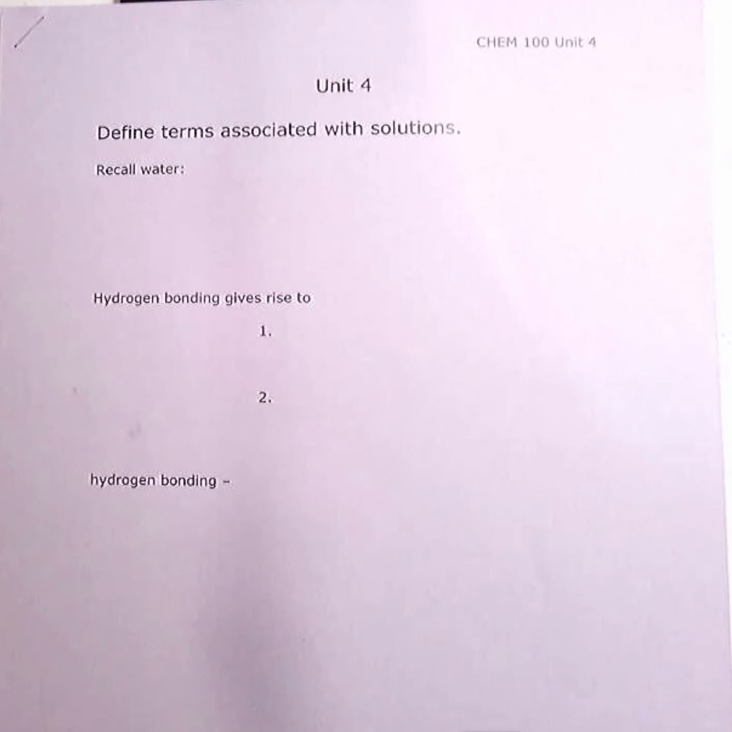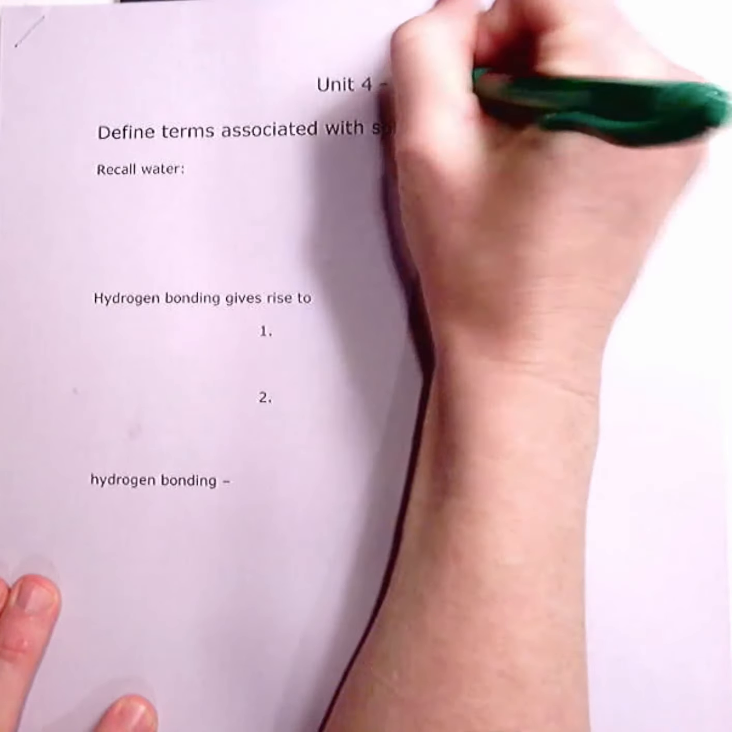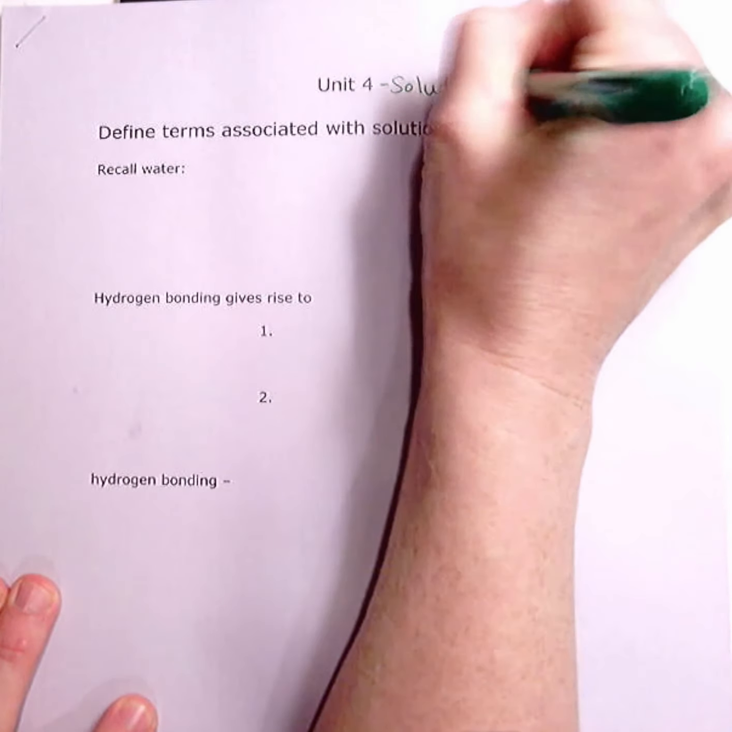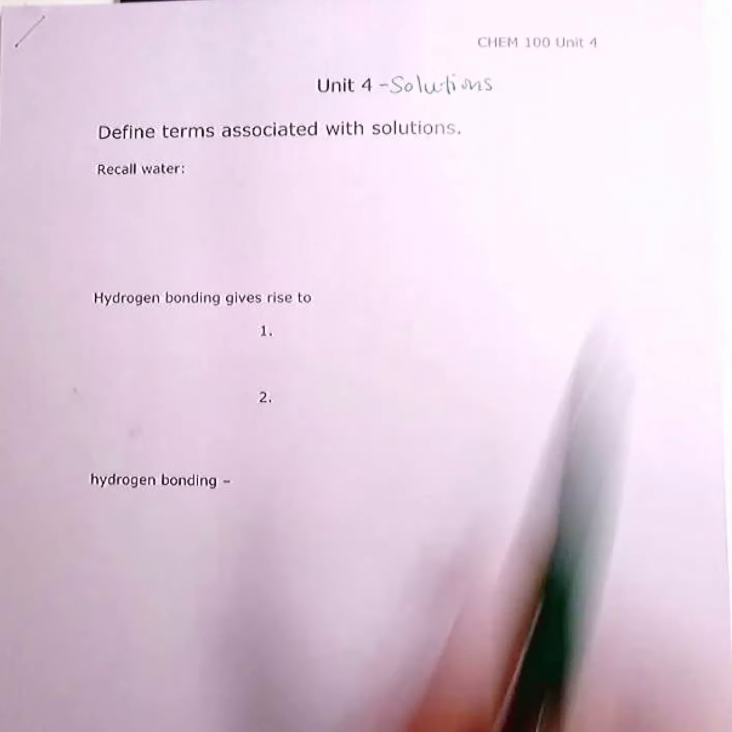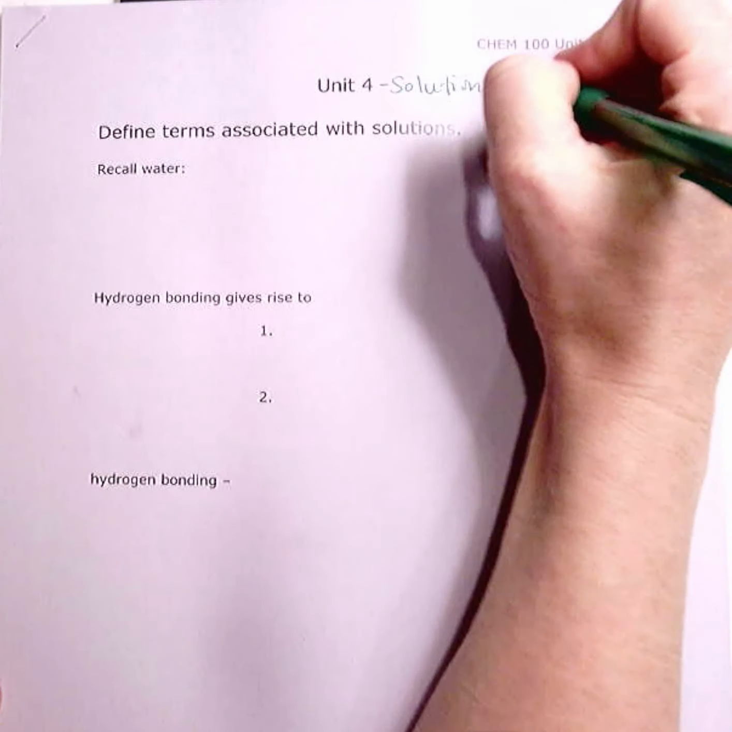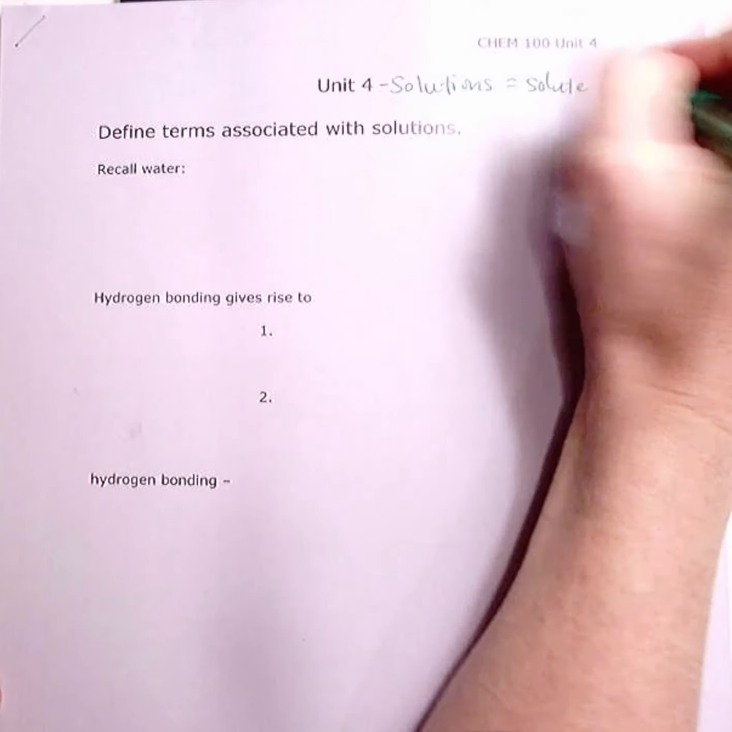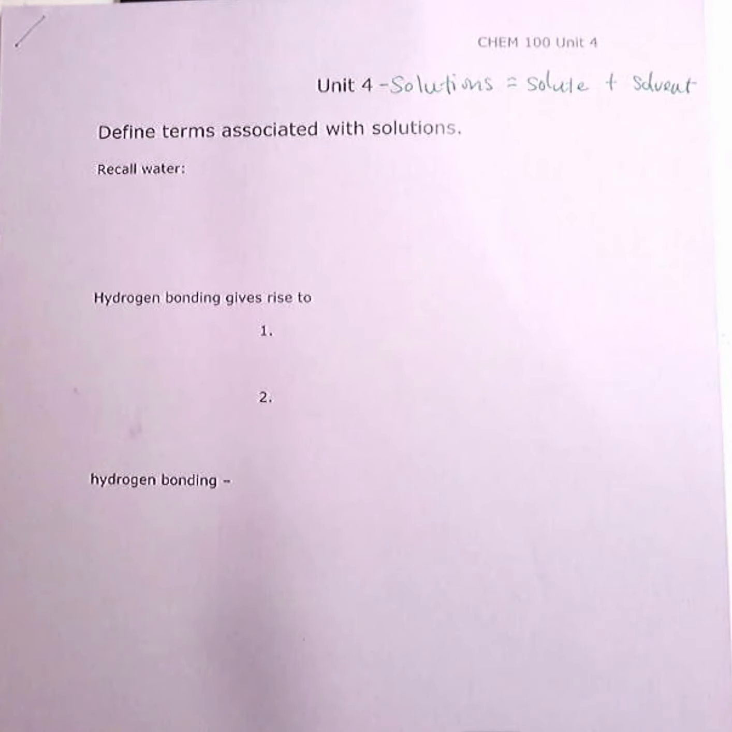Unit 4 will cover solutions. So, define terms associated with solutions is what we're going to address first. Solutions are defined as solute plus solvent. And you might think, I don't know what solutions are. I don't deal with them on a daily basis. But if you've ever had Kool-Aid, for instance, that is a solution.